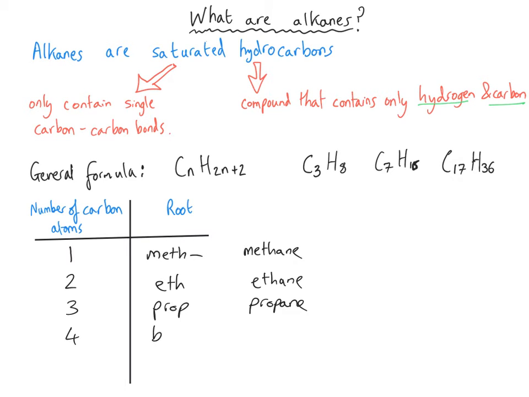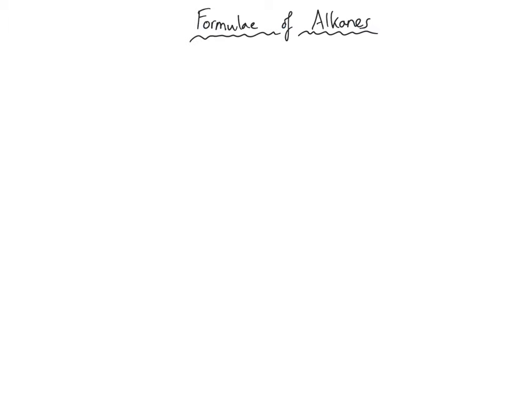4 is but, so it would be butane. 5 is pent, so pentane. And 6 is hex, and so that would be hexane. We've taken a look at how we name alkanes and what their general formula is and how you would work out what something's molecular formula is.